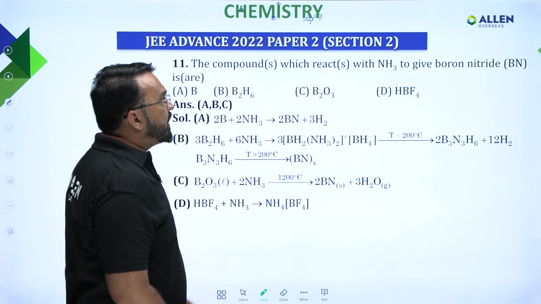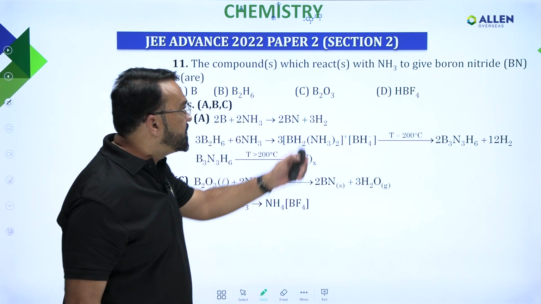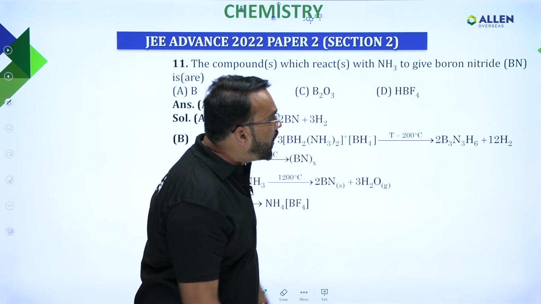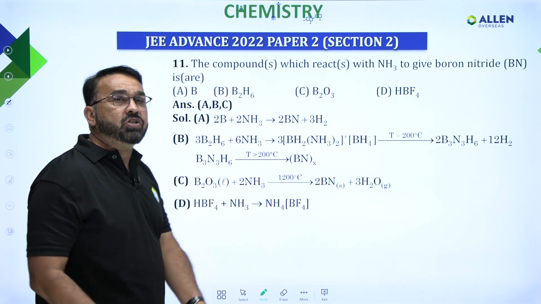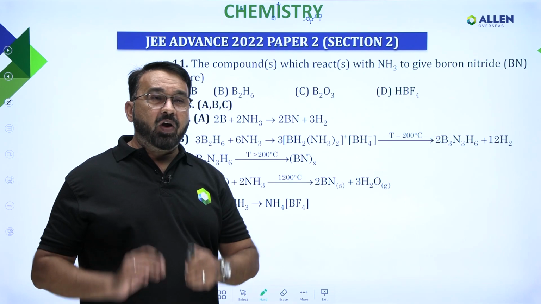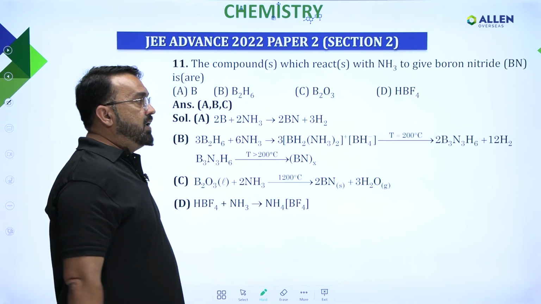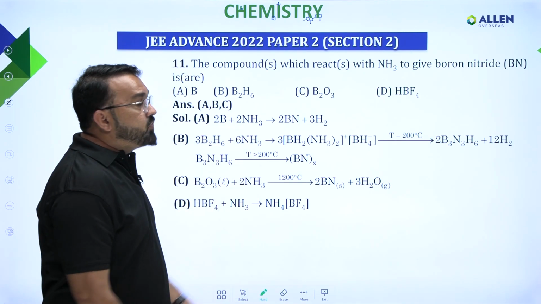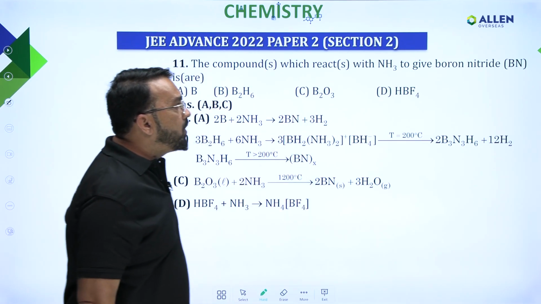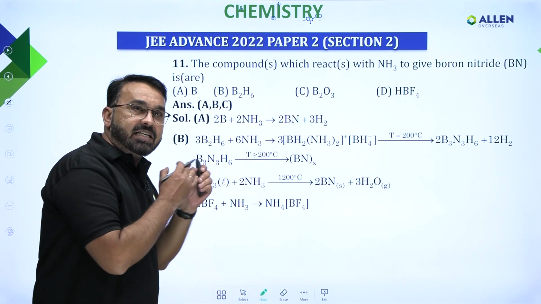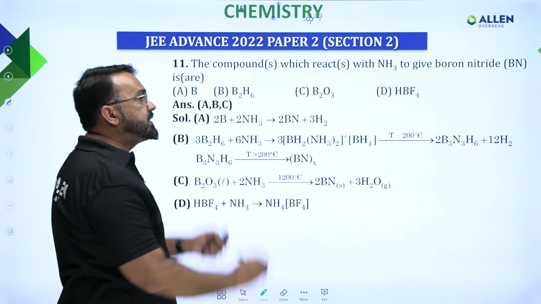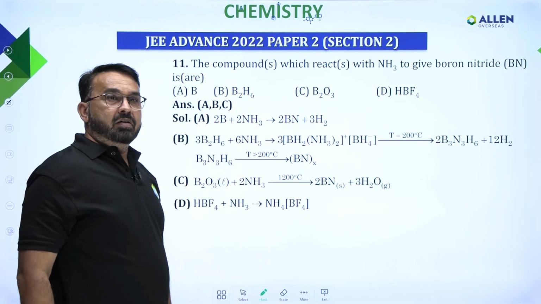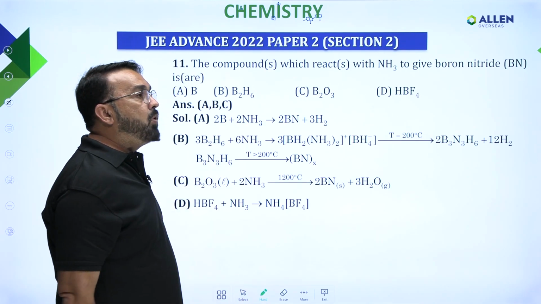It says the compound or compounds which react with ammonia to give boron nitride, BN, molecule is or are. That means you have to identify, students. You have to identify from the choices which of the following will react with ammonia to give you boron nitride. The reactions are written for you, students. We can say that options A, B and C will react with ammonia to form boron nitride.